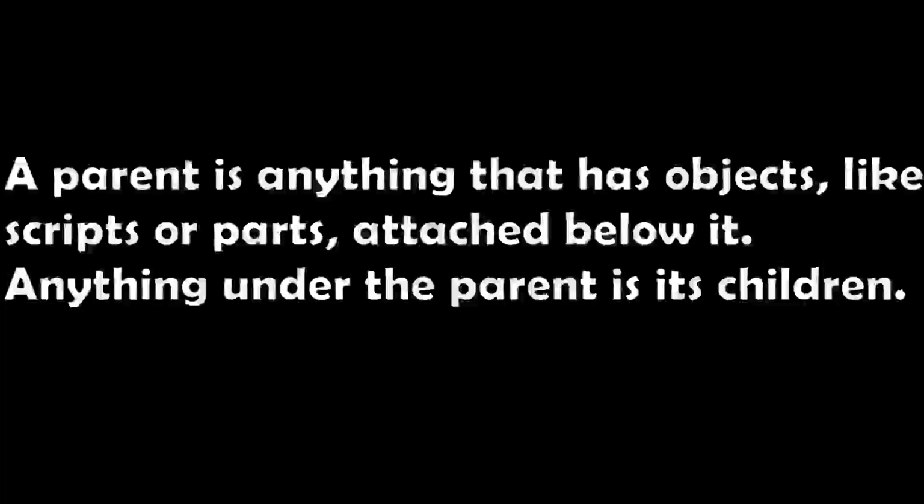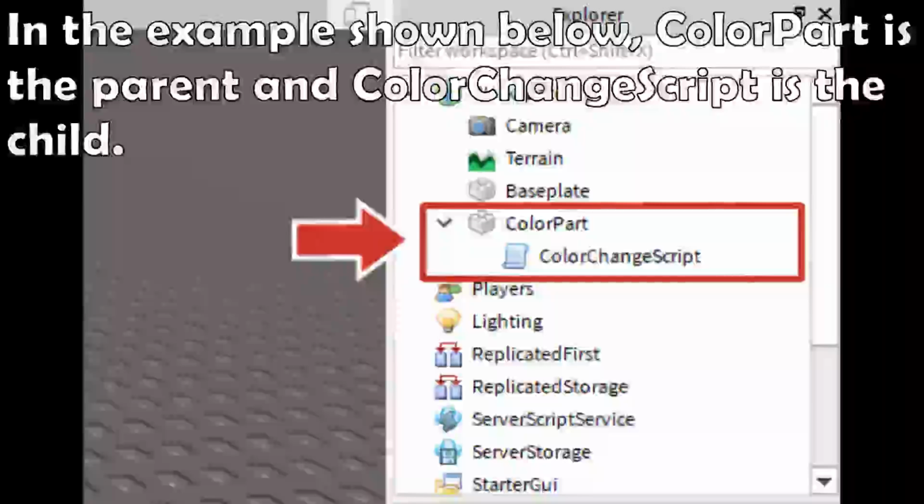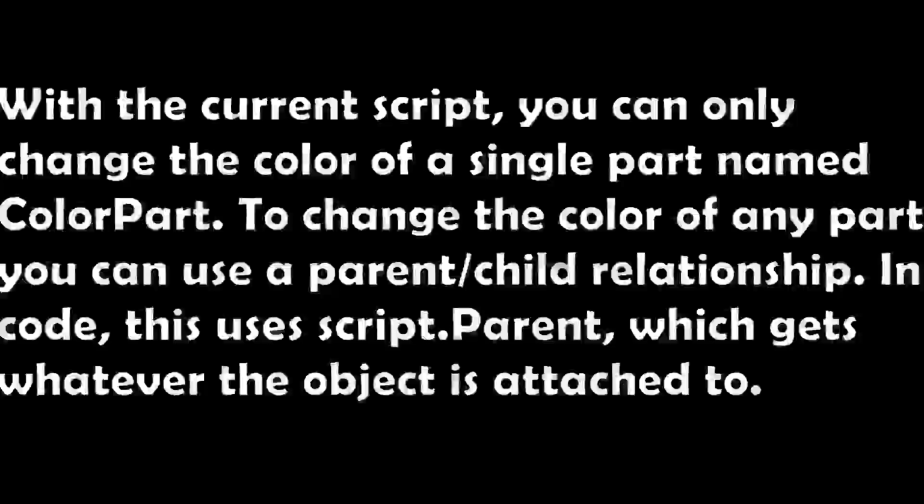A parent is anything that has objects, like scripts or parts, attached below it. Anything under the parent is its children. In the example shown below, color part is the parent and color change script is the child. With the current script, you can only change the color of a single part named color part. To change the color of any part, you can use a parent-child relationship.